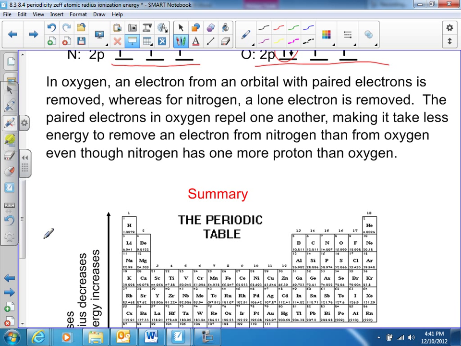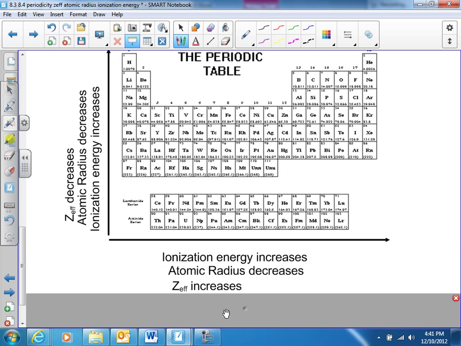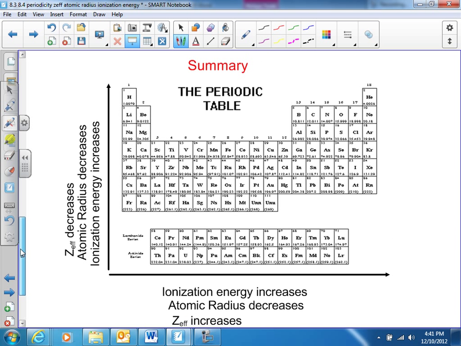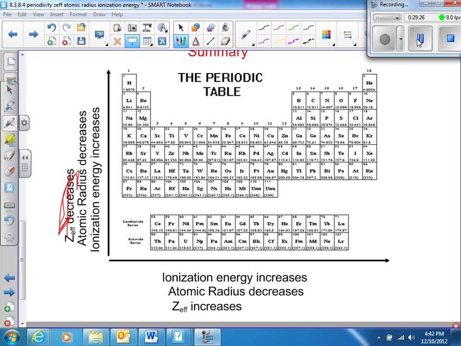Okay, that is it for today. Here's your summary. Sorry, I said that's it, and then I put one more little thing in here. Here's our summary of everything you learned today. Periodic table as we go up. Don't worry about Z effective. Let's just cross this one out. For up and down, what we care about is the atomic radius and the ionization energy. Notice they have opposite trends. Left and right, ionization energy goes up, atomic radius goes down, Z effective increases because protons increase. And that is it.